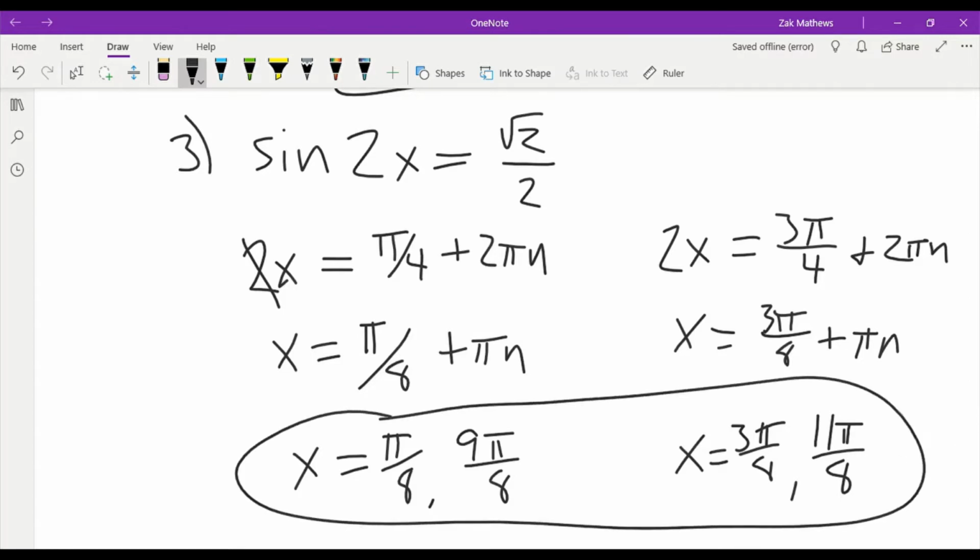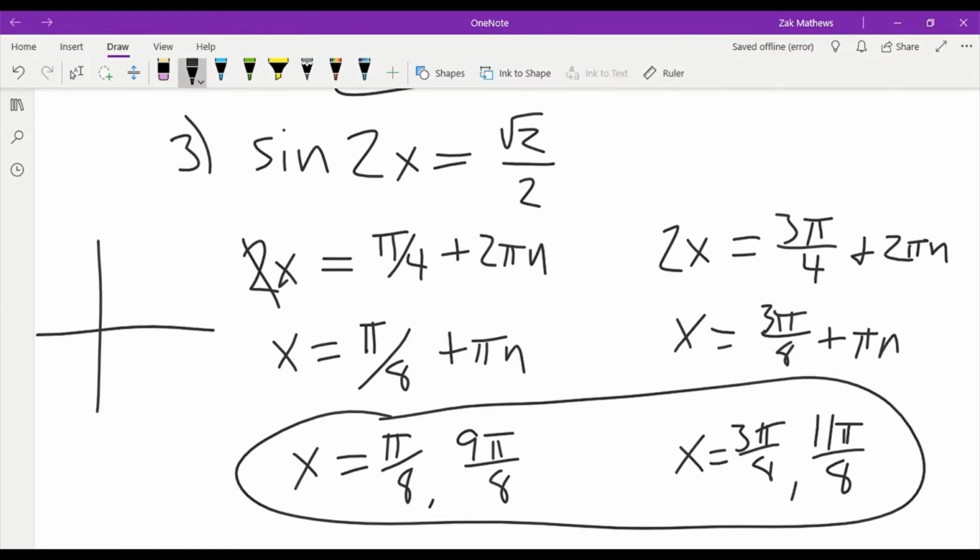Now, there's a way I could have kind of predicted that. If I look at the initial equation, I know that sine is equal to root 2 over 2 in 2 different places. We said that at the beginning. If we think about what this 2 does, this is influencing our period. This would be like taking our period and dividing it by 2. So now our period is only pi.